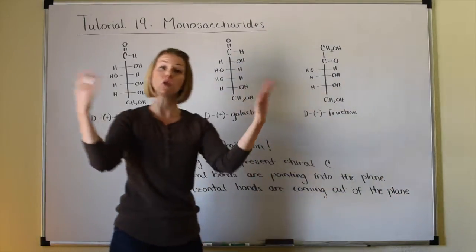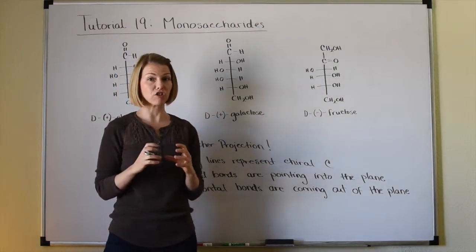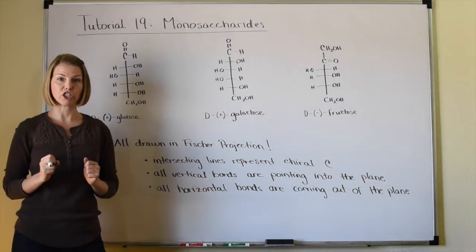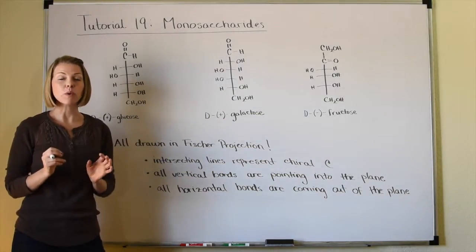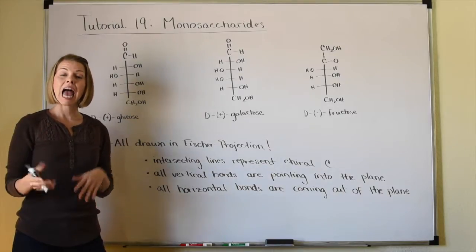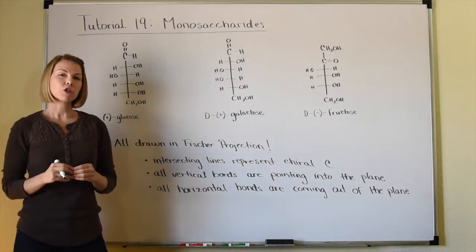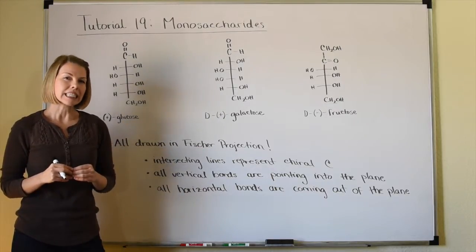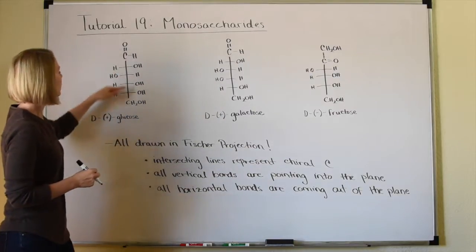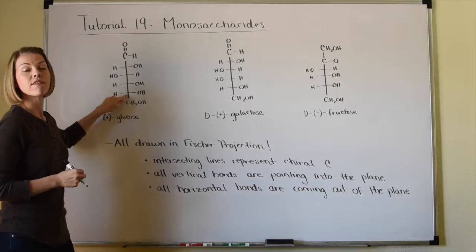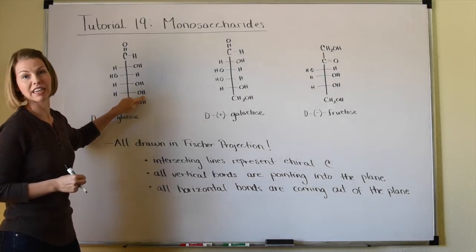That is, that they are coming toward you. All right, so when we draw our monosaccharides in Fischer projection, it makes it very easy for us to distinguish between a D and an L enantiomer. In a Fischer projection, a D or dextro enantiomer will have the lowest chiral carbon with a hydroxyl group facing to the right.